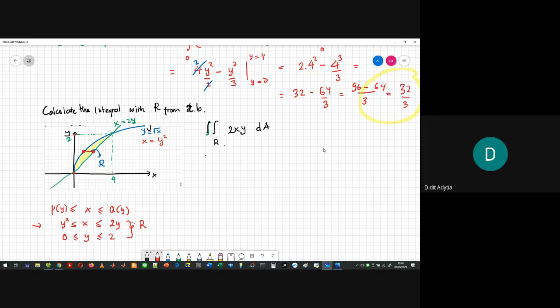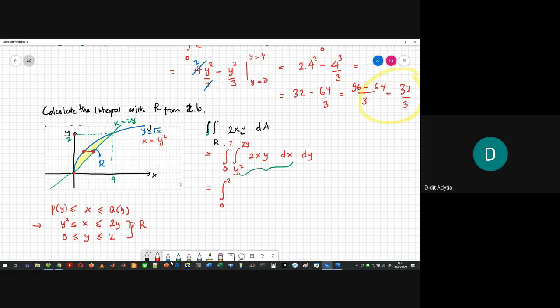So we answer these questions. Okay. So I rewrite again. Remember, I would like to do it first in the x directions and then y directions. Okay. The boundary for the x directions is actually from y squared to 2y, and then for the y direction itself from 0 to 2. Okay. First of all, we would like to solve this one. Okay, this area. Okay, 2xy.